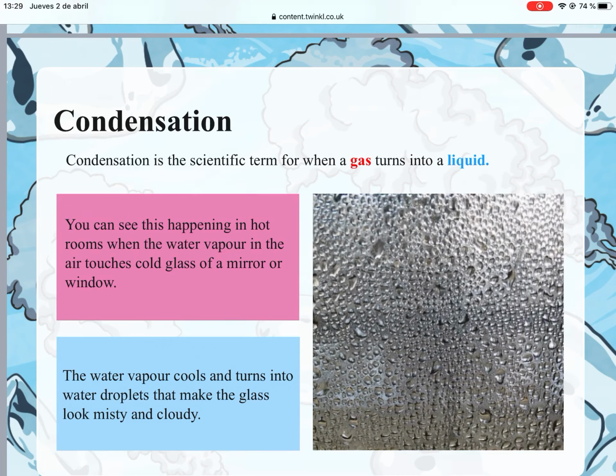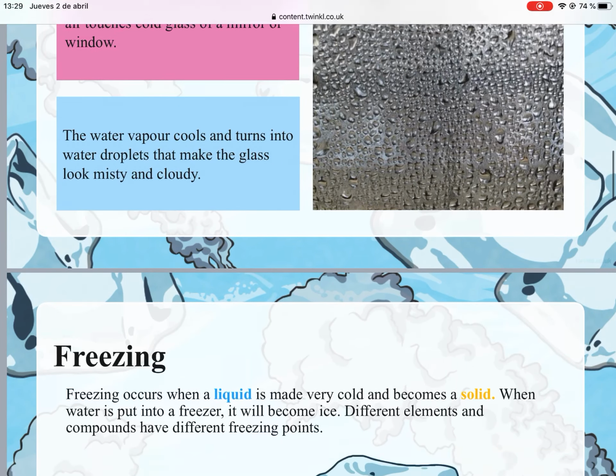You can see this happening in hot rooms when the water vapor in the air touches cold glass of a mirror or a window. The water vapor cools and turns into water droplets that make the glass look misty and cloudy. So let's carry on.